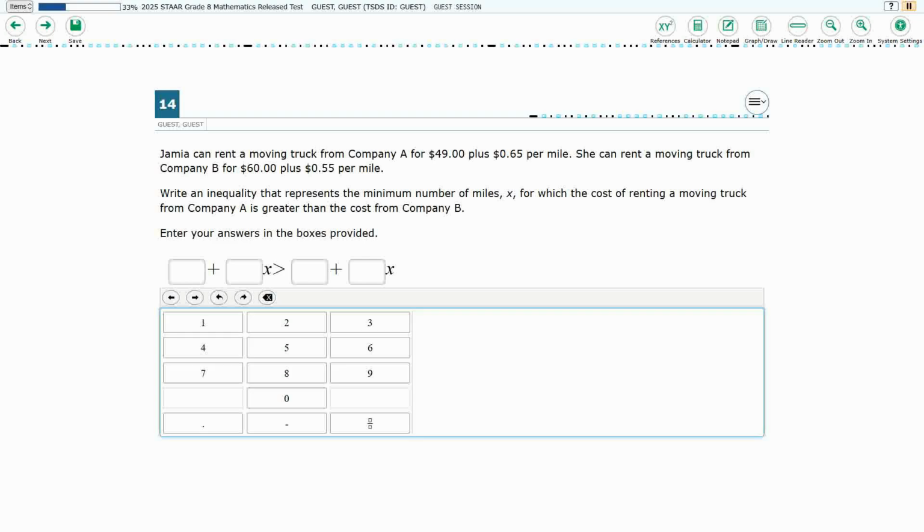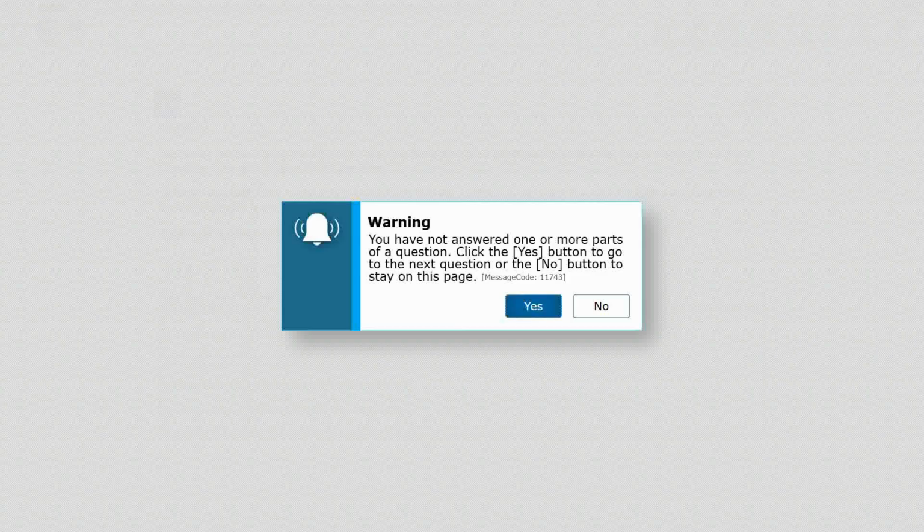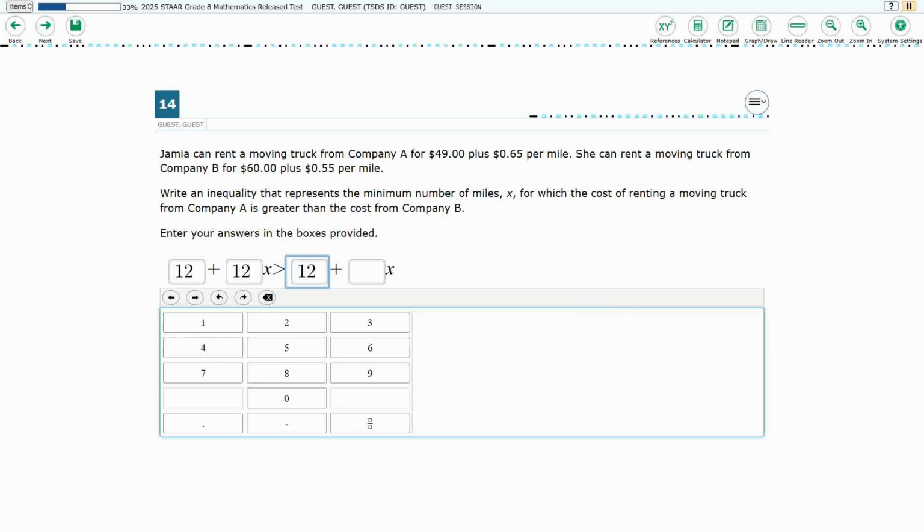All right, so we actually need to put something into each of these, and so I'm just going to put some random numbers into these. If I were to try to move on, it is going to say I haven't answered everything. Now, even though there are four different blanks that we need to fill in, this is actually just 1 point. We either get the inequality correct or incorrect.